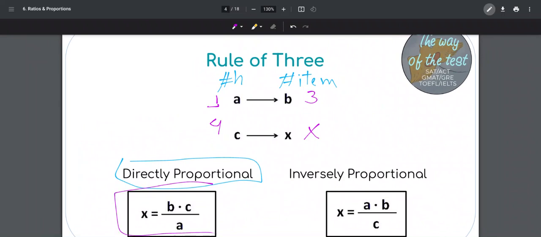You can pause it and copy. Why is it called directly proportional? Because when the number of hours increases, the number of items also increases. So they both increase, they are directly proportional.